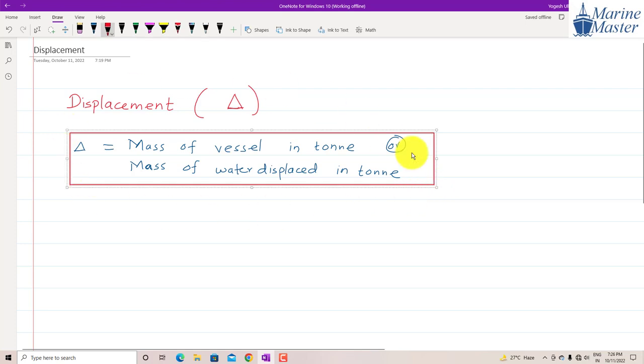And in naval architecture, what is our favorite unit of mass? A ton. Now try to see the scenario.